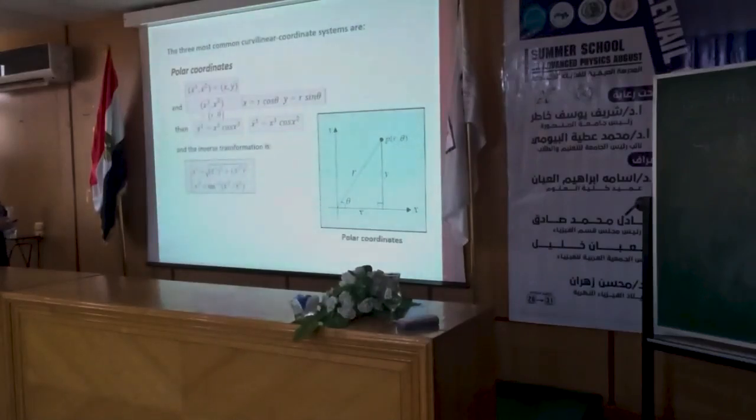I'm going to talk about the polar coordinate system, the spherical coordinate system, and the cylindrical coordinate system. All these are curvilinear coordinates. Okay? I will just explain rapidly, and then I will give you an exercise.